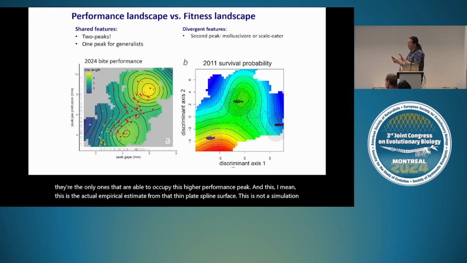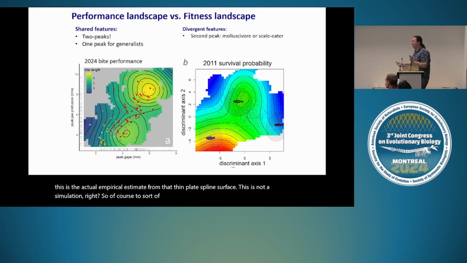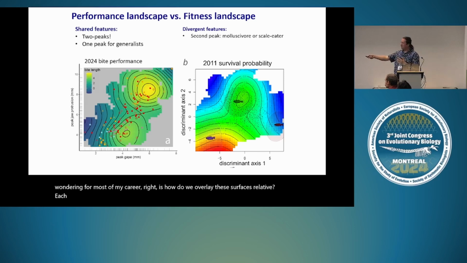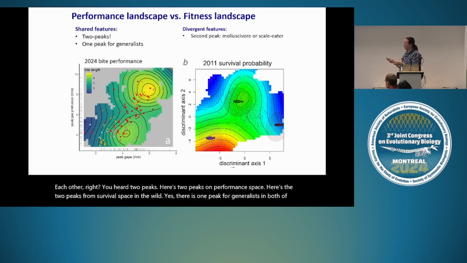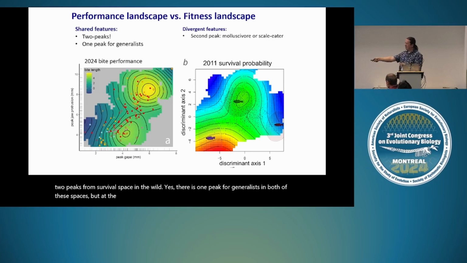So of course, to conclude this talk, what I have been wondering for most of my career is how do we overlay these surfaces relative to each other, right? You heard 2 peaks. Here's 2 peaks on performance space. Here's the 2 peaks from survival space in the wild. Yes, there is 1 peak for generalists in both of these spaces, but at the same time, that second peak is the scale eaters for performance, and in the wild, that second peak is molluscivores, right?